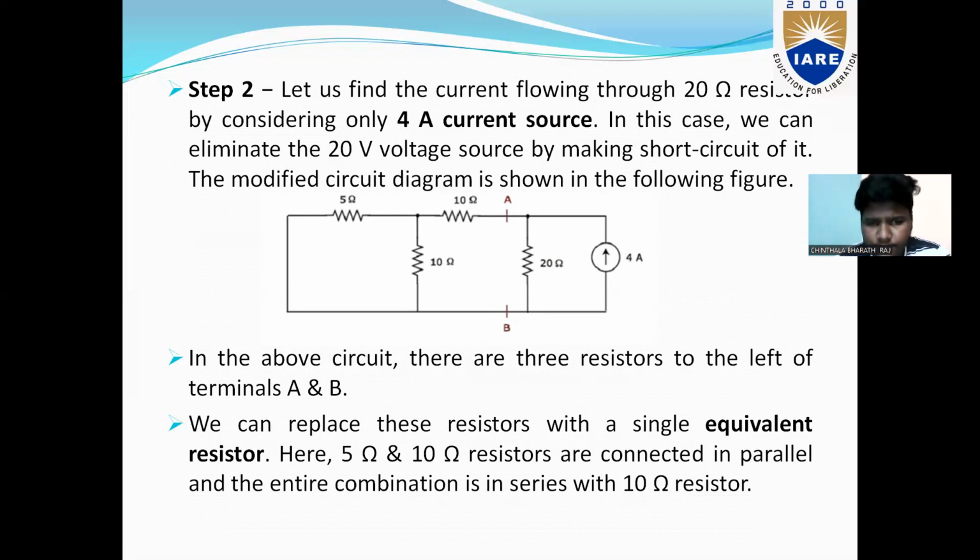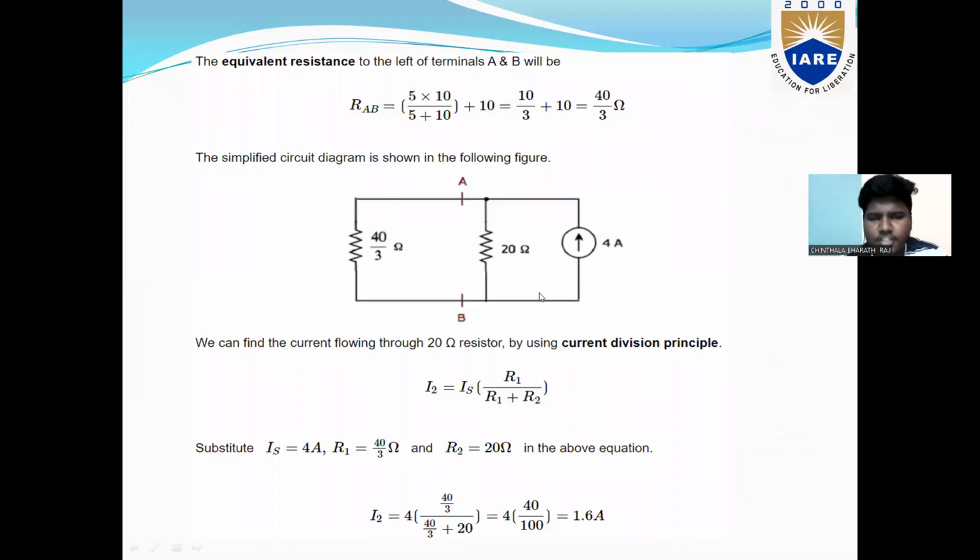In the above circuit, there are 3 resistors to the left of the terminals A and B. We can replace these resistors with a single equivalent resistor. Here the 5 ohm resistor and the 10 ohm resistor are connected in parallel, and this combination is in series with 10 ohms.